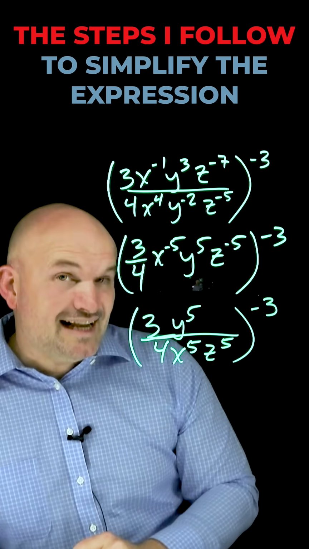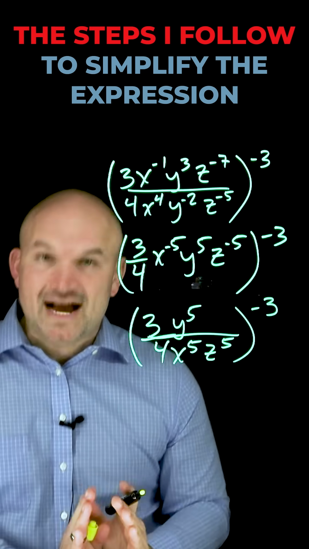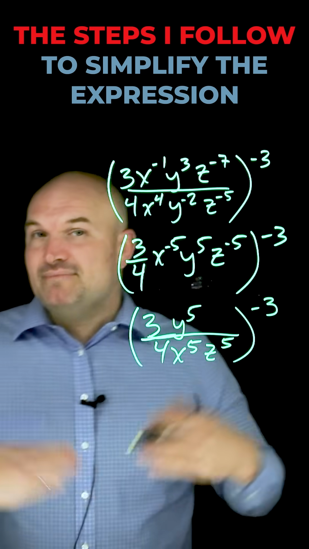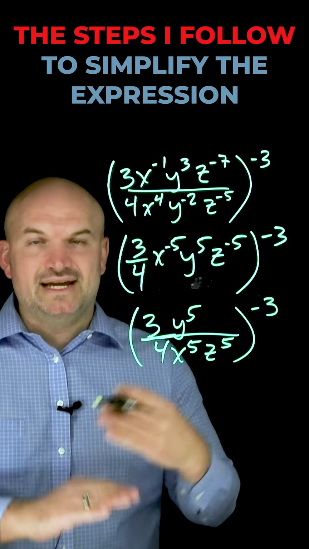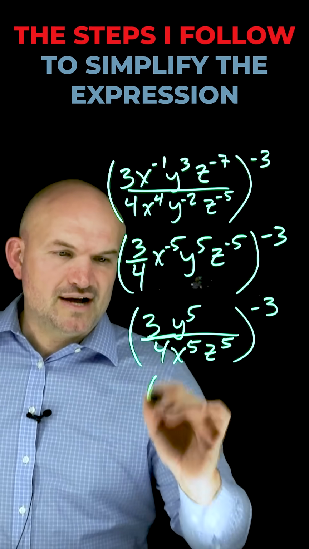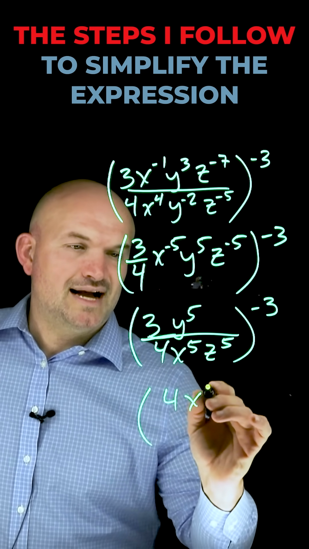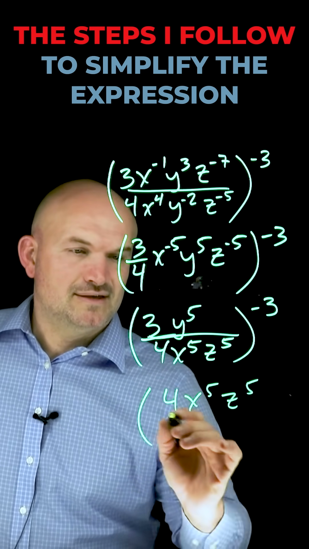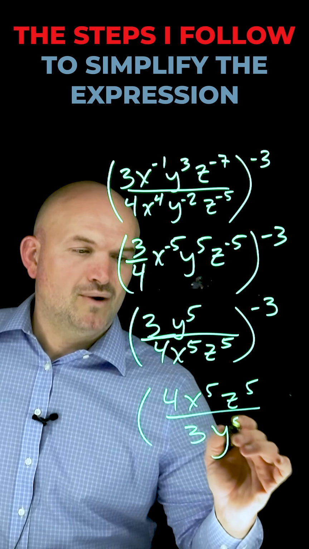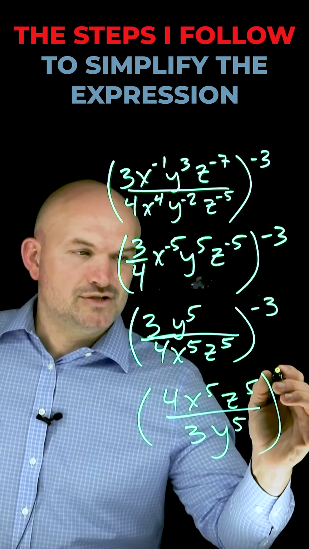To get rid of this negative, all I simply need to do, when you have a fraction raised to a negative power, to make it positive, is reciprocate the fraction. So now I can rewrite this. We have a 4 x to the 5th, z to the 5th, divided by a 3 y to the 5th. Now I can rewrite it to the 3rd power.